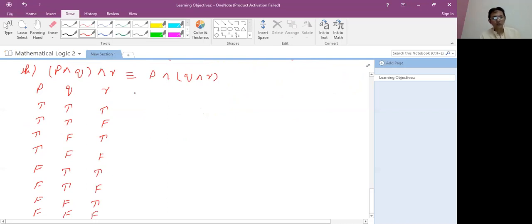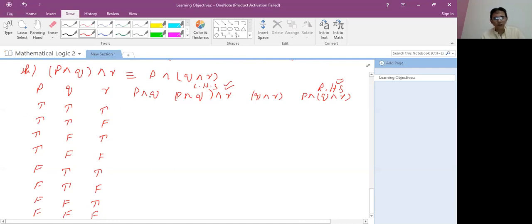Start from this. Then we consider the left hand side as P and Q. In the next column, P and Q is connected with R. So this is called the left hand side. For the next one, first we make Q and R, then it will be connected with P, P and (Q and R). This is the right hand side. In this way, we check at the end whether they are equal or not.